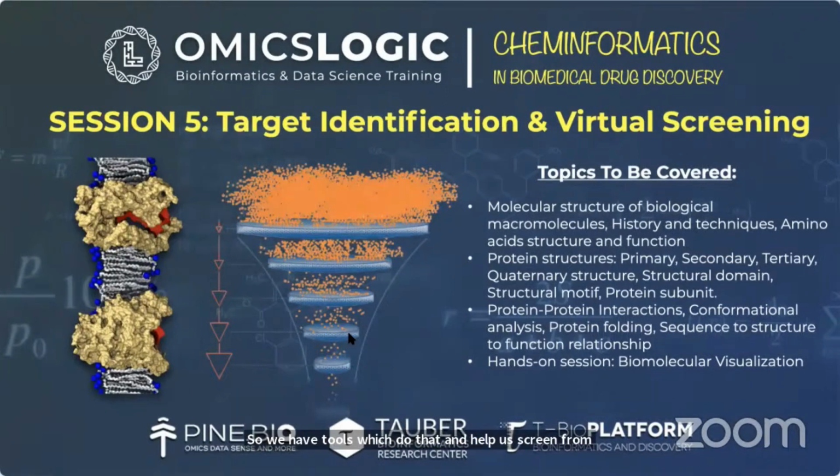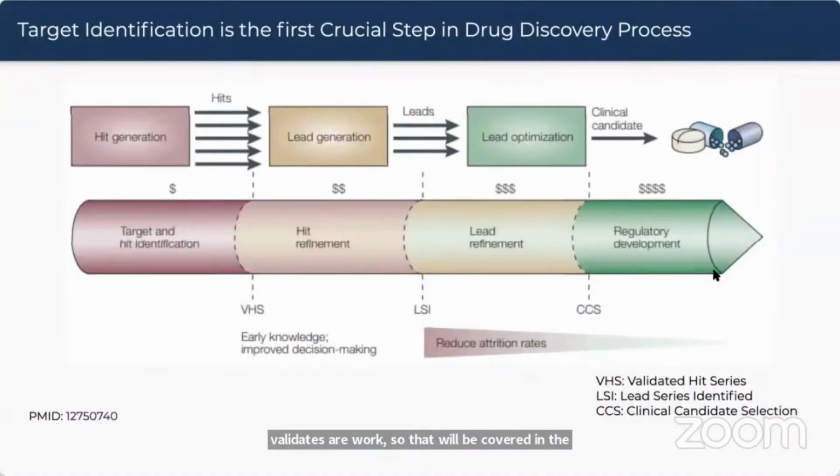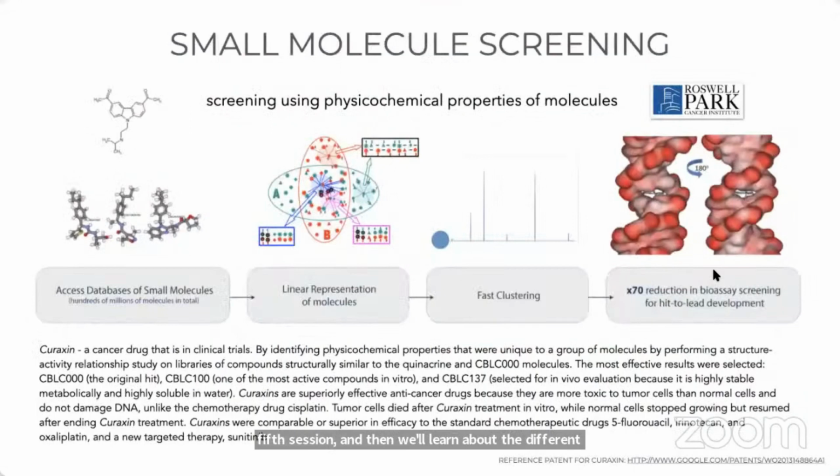But obviously, the best approach in bioinformatics, for me, is to utilize multiple tools and then come up with a table which has the top scorers from each of those tools. So that, in a way, within bioinformatics, validates our work. That will be covered in the 5th session, and then we'll learn about the different steps, and we have some projects that we have already worked on. For example, this is a drug discovery project that the company has worked on with Roswell Park Cancer Institute, which we will be using as a case study.